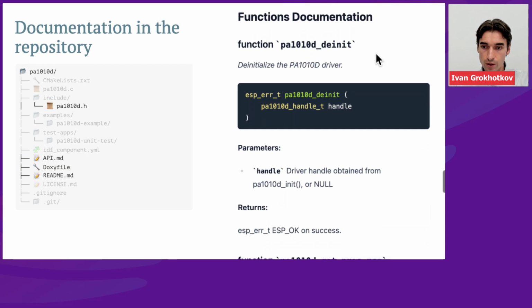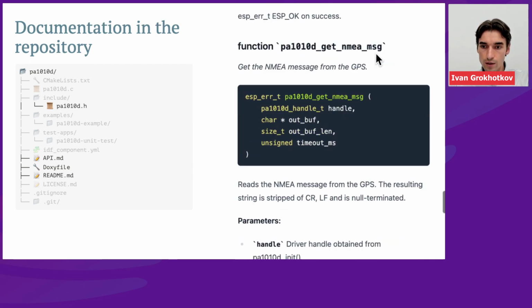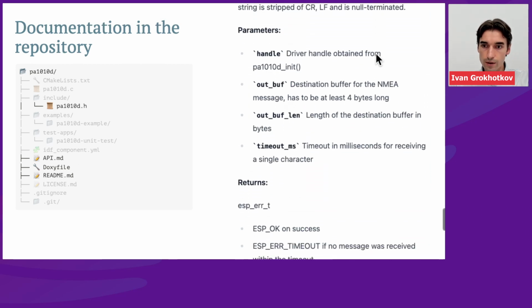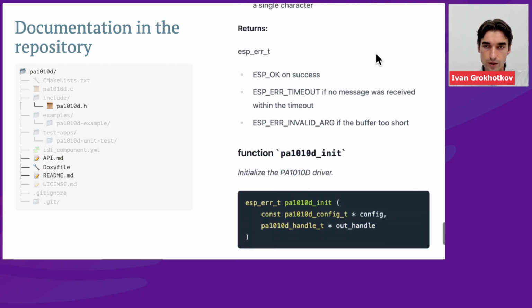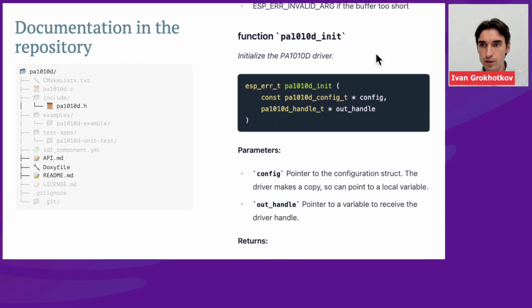So if you want to add some more detailed documentation of one of the functions, then you just need to update the header file and then regenerate API.md. One nice way to do this is using pre-commit hooks, and I will mention pre-commit hooks in the next section.